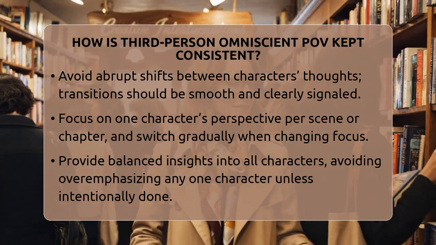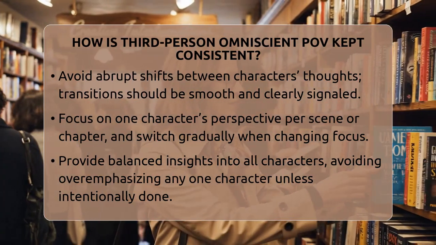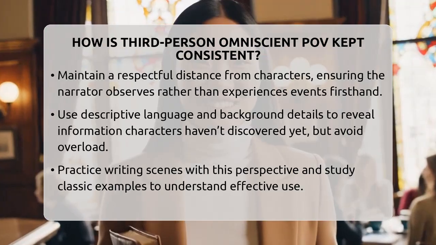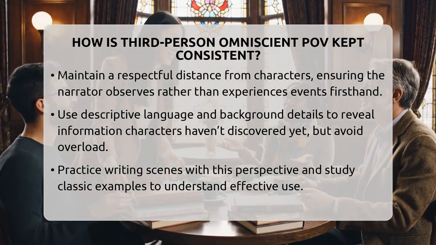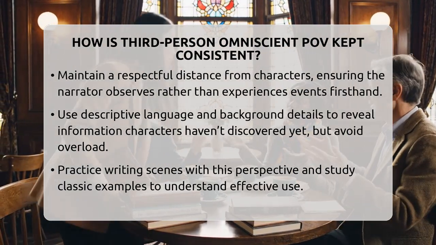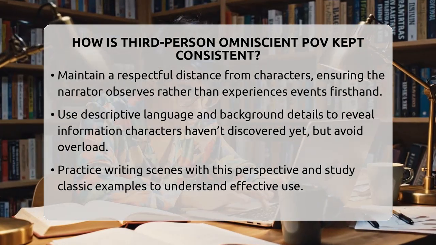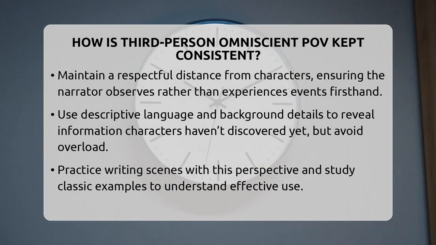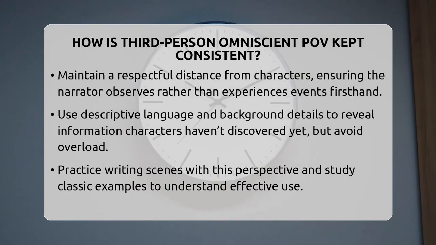Maintaining distance from the characters is another key. The narrator observes and comments but doesn't experience events firsthand. This distance helps preserve the all-knowing quality. When revealing characters' thoughts, make sure it feels like an informed observation rather than a direct transmission from their minds.